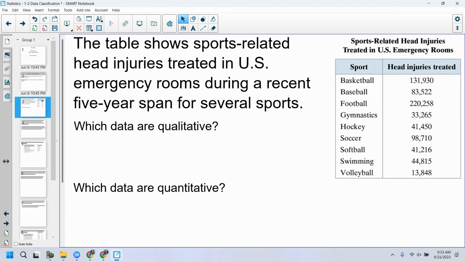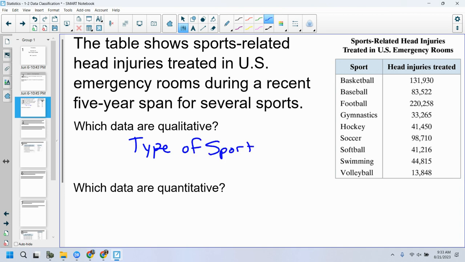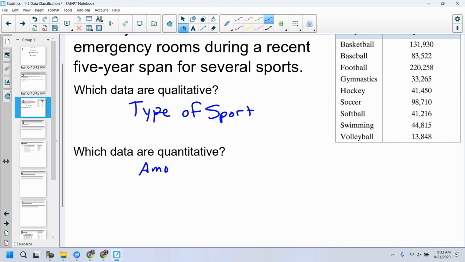The type of sport, right? The type of sport would be considered a qualitative piece of data. Okay, what is quantitative then? The amount of head injuries, right? The amount of the head injuries.